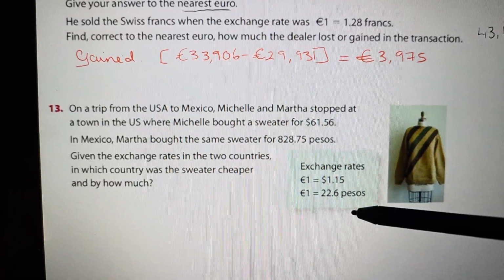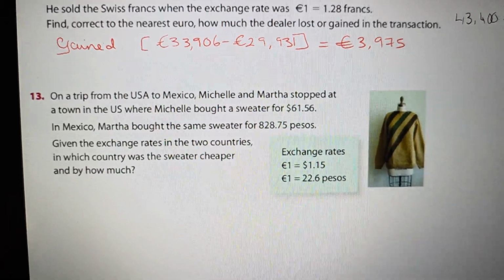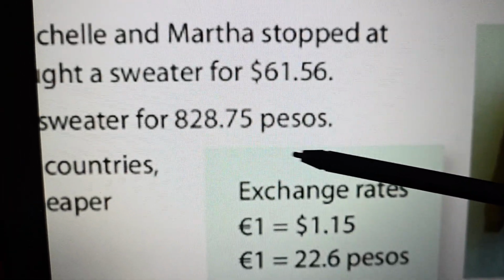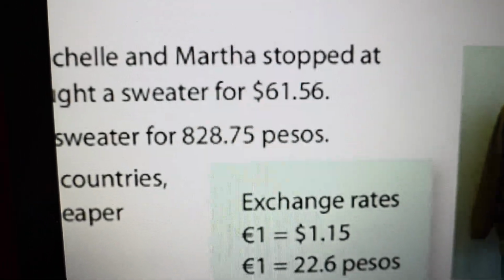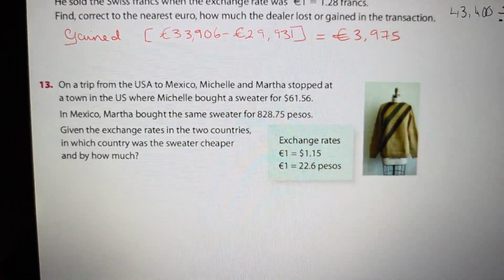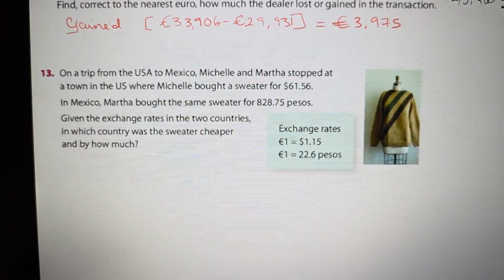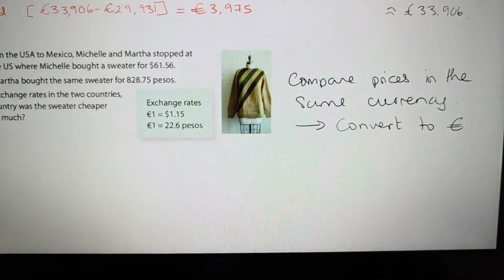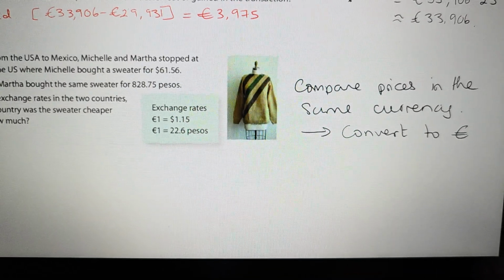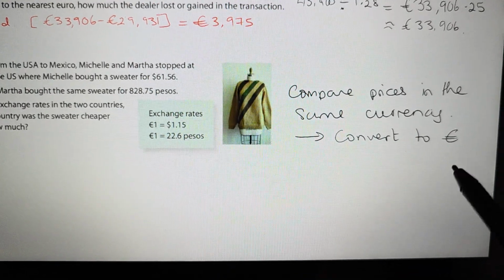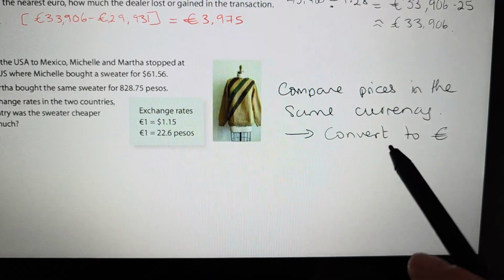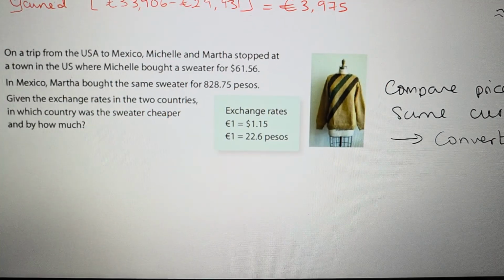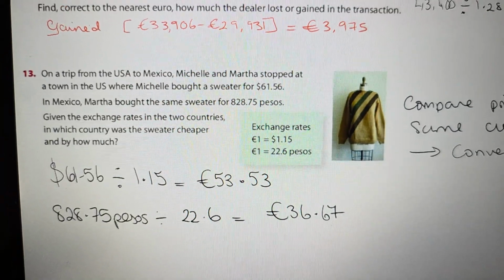They have not given me dollar to peso exchange rate. That means I'm going to have to convert the dollars into euros, and then I'm going to have to convert the pesos into euros. Because if you're trying to compare two currencies with each other, well, then you have to compare them in the same unit of measurement. They have to be all turned into euros so that you can make the proper comparison to know whether it was cheaper or more expensive in Mexico or in the US. Okay, so you compare prices when they're in the same currency. So I'm converting both of them into euros. So they're both foreign currencies. Foreign currency into euro means I am dividing by the exchange rate.